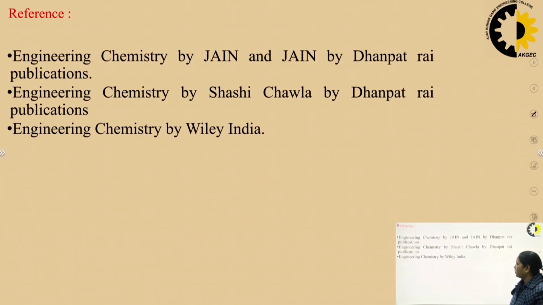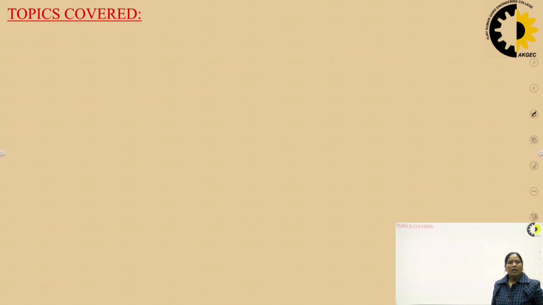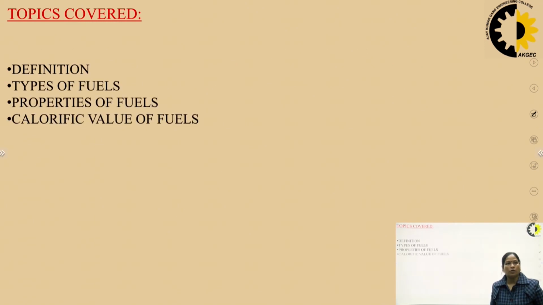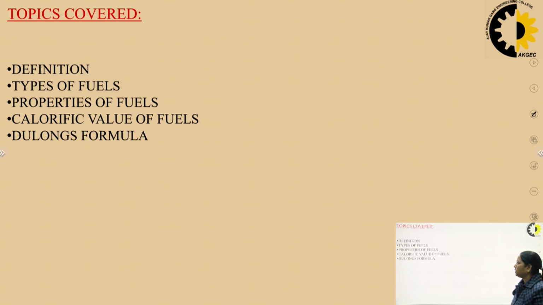The books I referred for this topic are Engineering Chemistry by Jain and Jain, then Shashi Chawla, and Engineering Chemistry by Wiley India. In this particular lecture, I am going to cover the definition of fuel, types of fuel, then properties of fuel, and calorific value of fuel by using the bomb calorimeter. The rest of the topics I will cover in the next lecture.